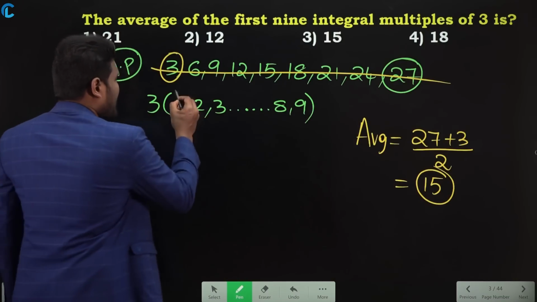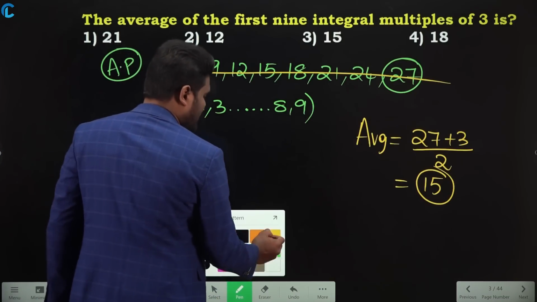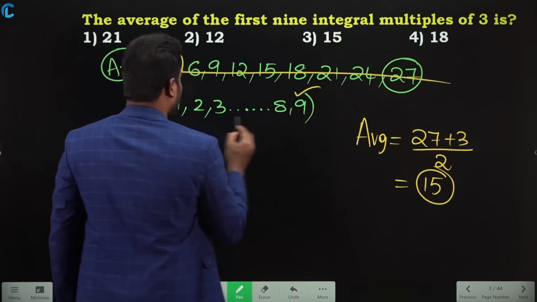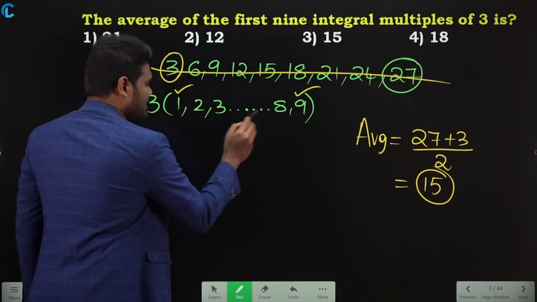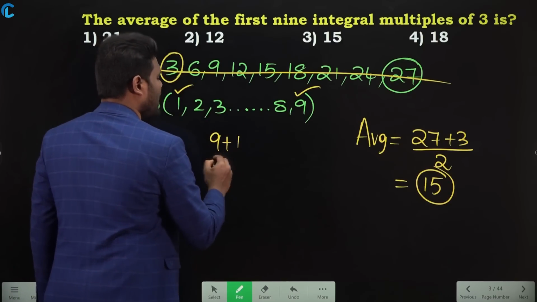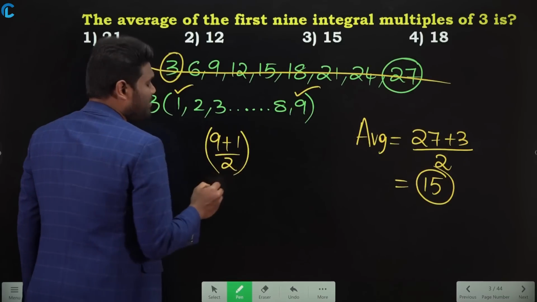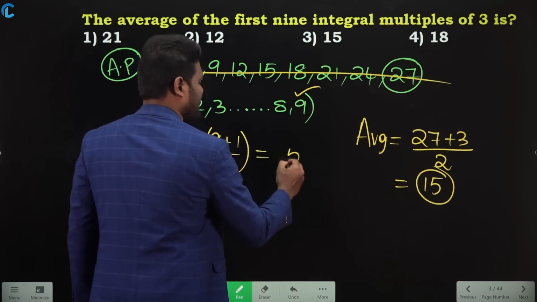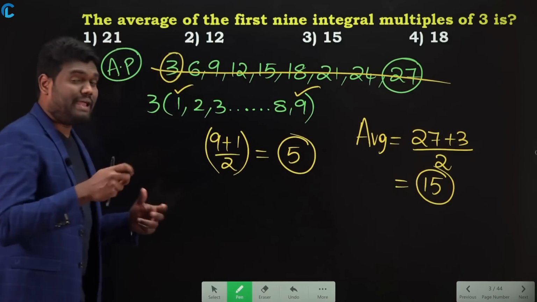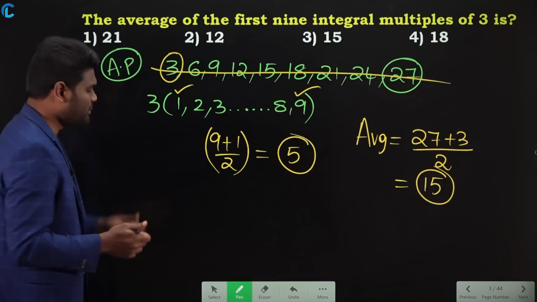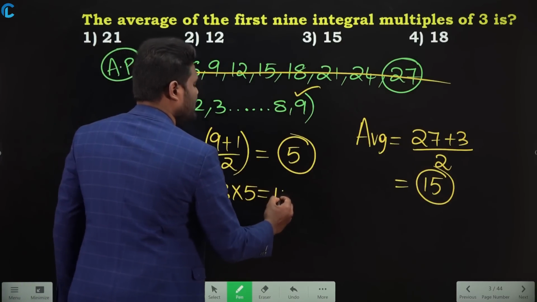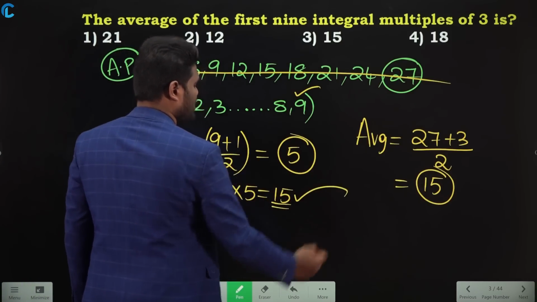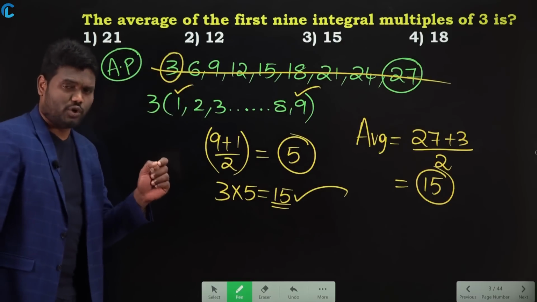Now if you look here, what is the highest number here? Highest number is nothing but 9. And what is the smallest number here? Smallest number is nothing but 1. So average is nothing but 9 plus 1 by 2. So 9 plus 1 by 2 is nothing but 5. Now it is saying that it should be a multiple of 3. As it should be a multiple of 3, this is going to be 3 into 5. So 3 into 5, that is nothing but 15. So we can say that the answer for this question is going to be 15.